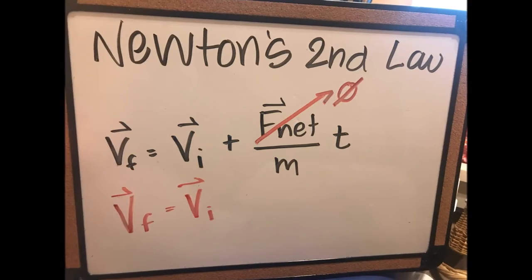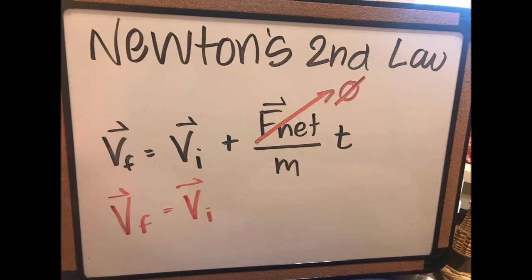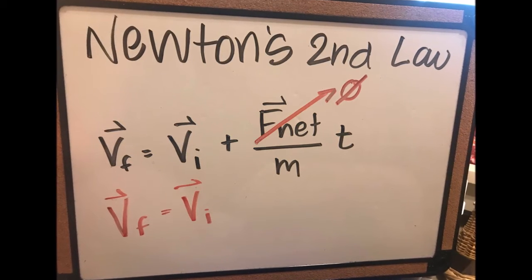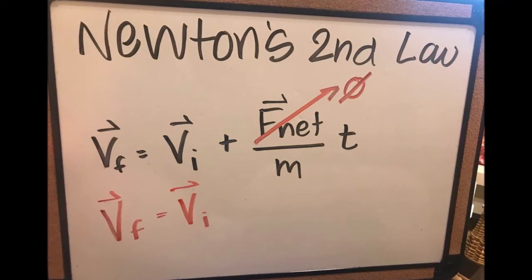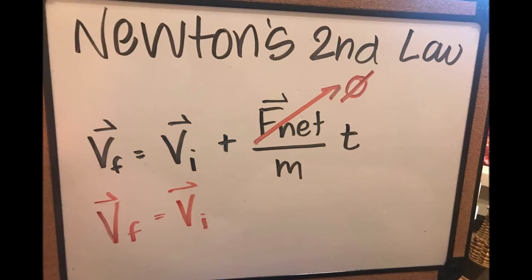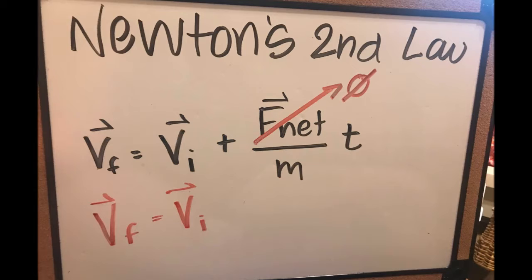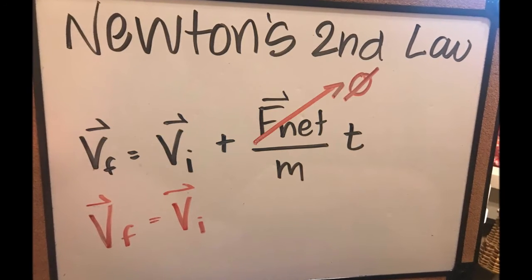With this in mind, we go to Newton's second law, and we can show that when F net equals 0, V initial and V final must be equal. Therefore, the object's velocity is constant. We will use this concept later to create a computational model of constant velocity.